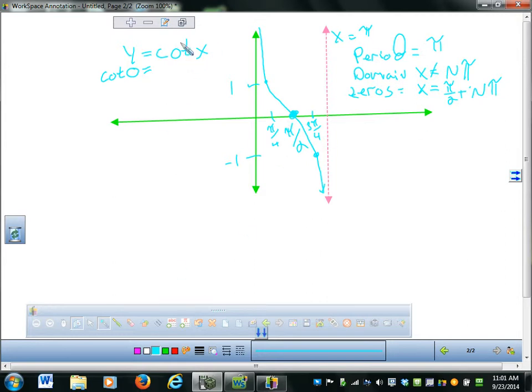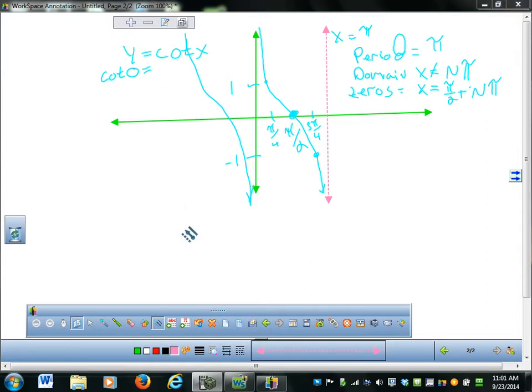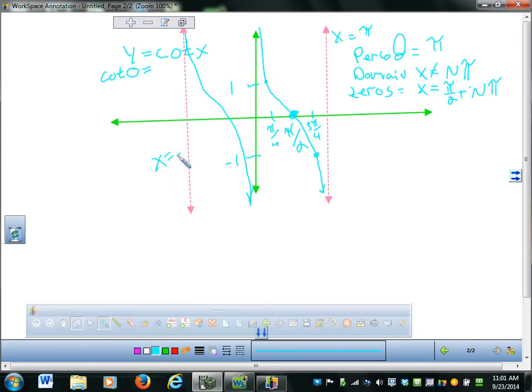And so again, like tangent, this is going to repeat itself every pi radians. So I could draw another cycle right over. What would this be right here? X equals what? Negative pi. So it repeats itself every pi. Tangent, cotangent, not so hard.